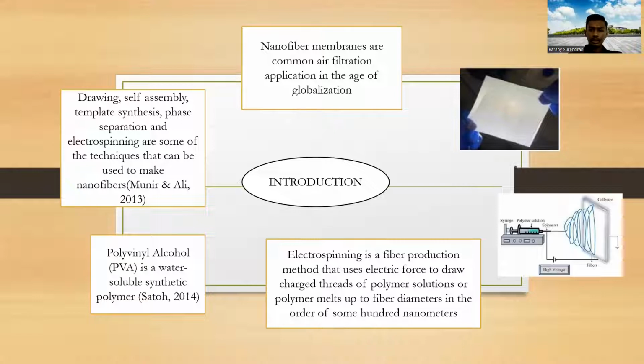In this study, I used polyvinyl alcohol, PVA. PVA is a water-soluble synthetic polymer. As you can see in the picture, this is a simple drawing of the electrospinning process, and on top of that, it's a nanofiber cloth.